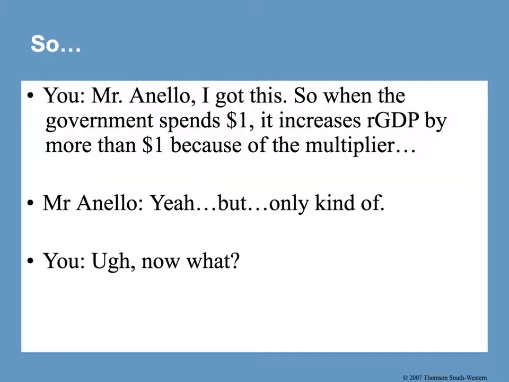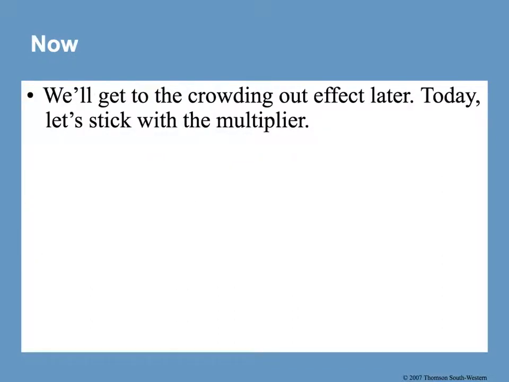So you may be thinking to yourself, Mr. Null, I got this. When the government spends $1, it increases real GDP by more than $1 because of the multiplier. And my response is, yeah, but only kind of. And you're probably thinking, now what? Well, that's where the crowding out effect comes into play. We're not going to deal with that now. We're going to focus just on the multiplier.